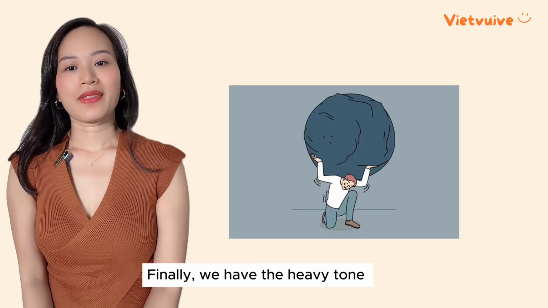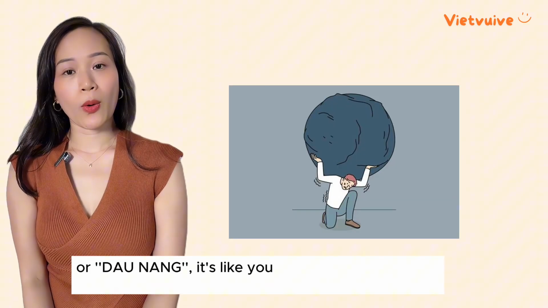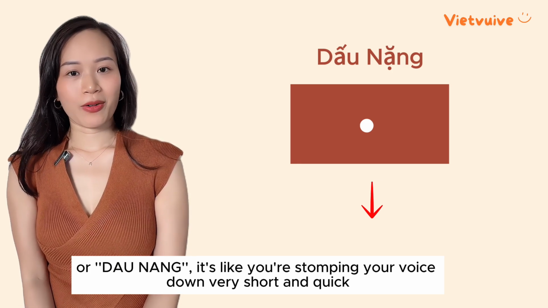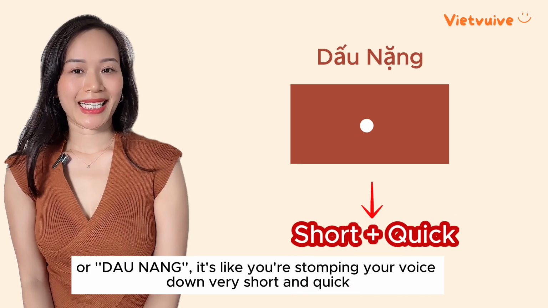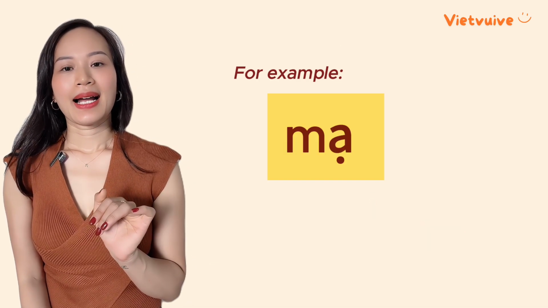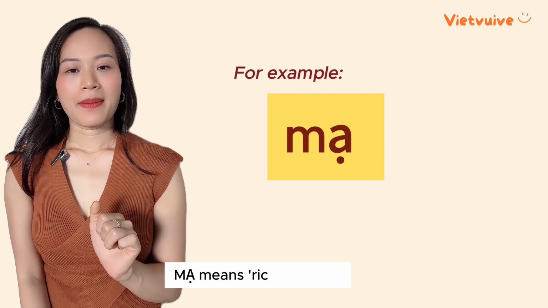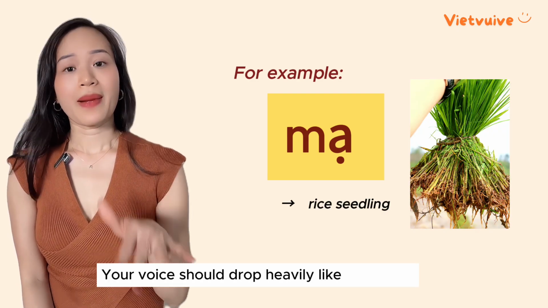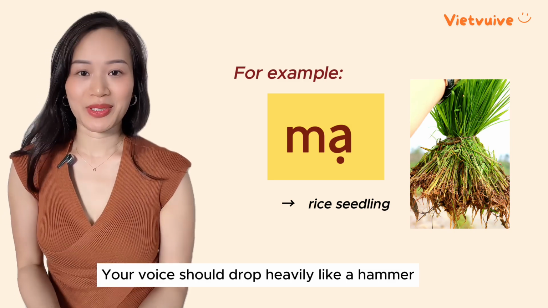Finally, we have the heavy tone, or dấu nặng. It's like you're stomping your voice down, very short and quick. For example, mạ means rice seedling. Your voice should drop heavily, like a hammer.